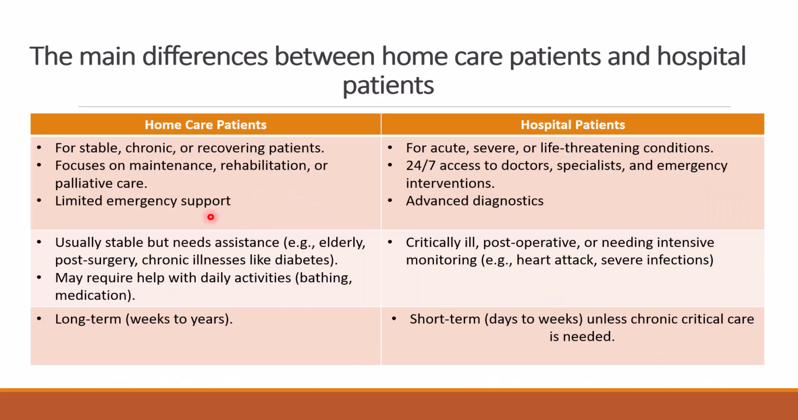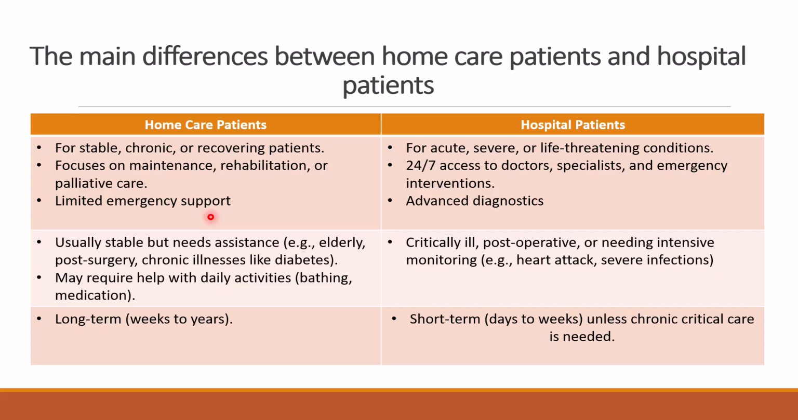And in this table, we can see the differences. We will start with the first row. The home care patient is a stable, chronic, or recovering patient, with a focus on maintenance, rehabilitation, or palliative care, and we have limited emergency support. On the other hand, hospital patients are for acute, severe, or life-threatening conditions. We need 24/7 access to doctors, specialists, emergency care, and something like this.